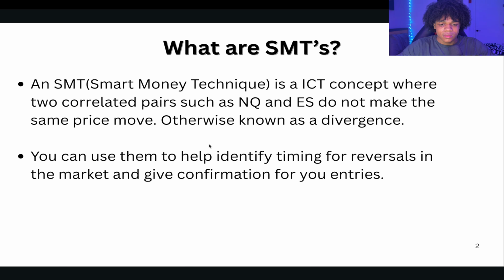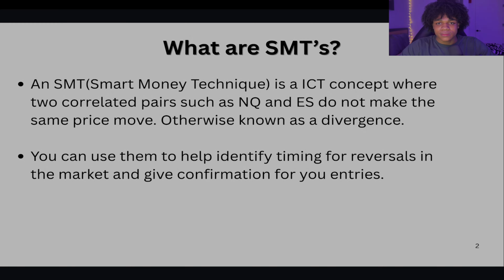All right, so what is an SMT? An SMT, or a smart money technique, is an ICT concept where two correlated pairs, such as NQ and ES, do not make the same price move. It is otherwise known as an SMT divergence. Okay? So you can use SMTs to help you identify timing for reversals and give you confirmation for your trade entries. Let's get into an example.